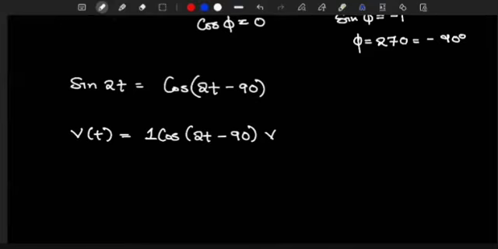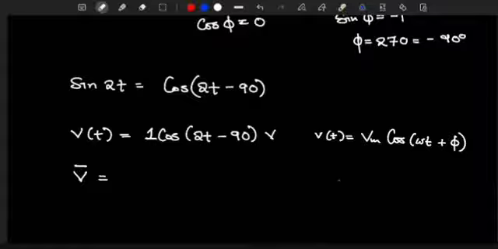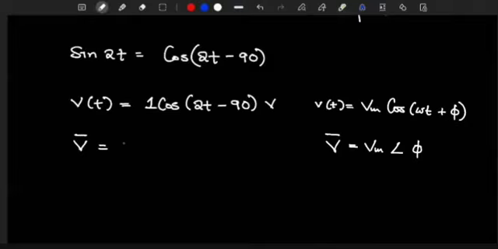Now, transforming it into phasor, what do we need? You need the peak value. Remember the expression? We have V max or V peak cos(angular frequency t plus phase angle). So a phasor stores the peak value Vm and the phase shift. In this case, the peak value is 1. The phase shift is -90.